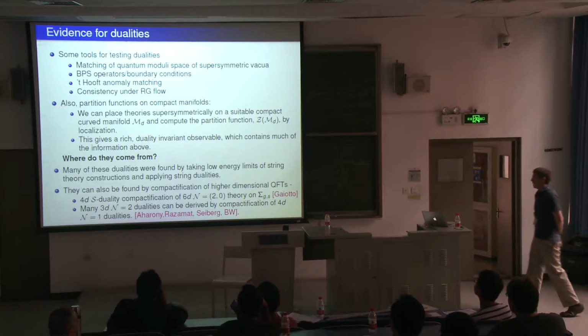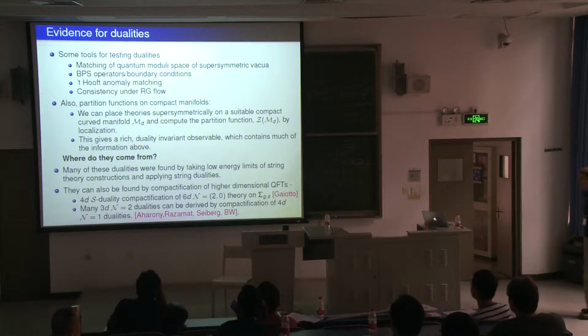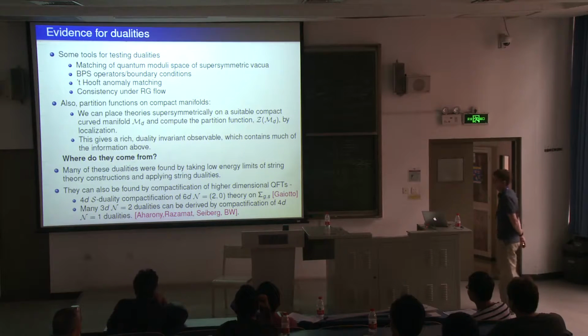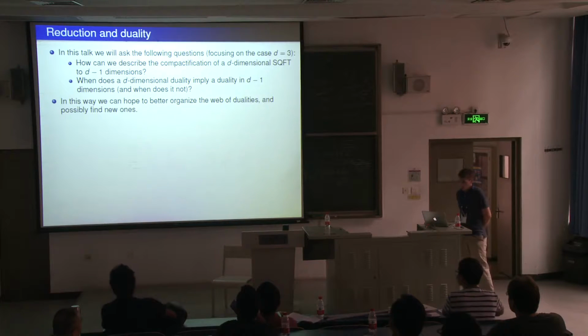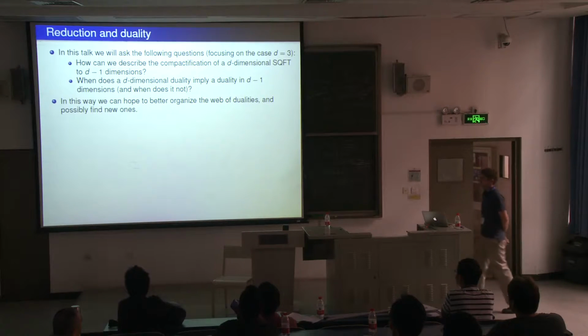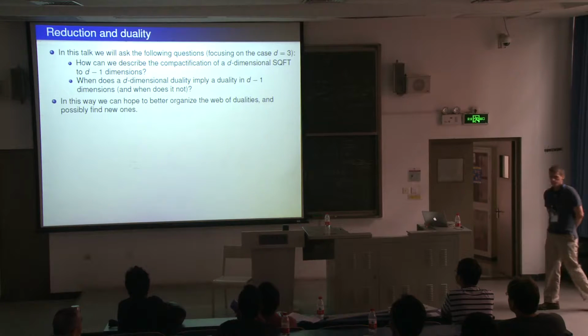And also many 3D N=2 dualities can be derived by compactification of 4D N=1 dualities, as shown in a paper with the same co-authors a few years ago. So this second method of generating dualities is what I want to talk about today.